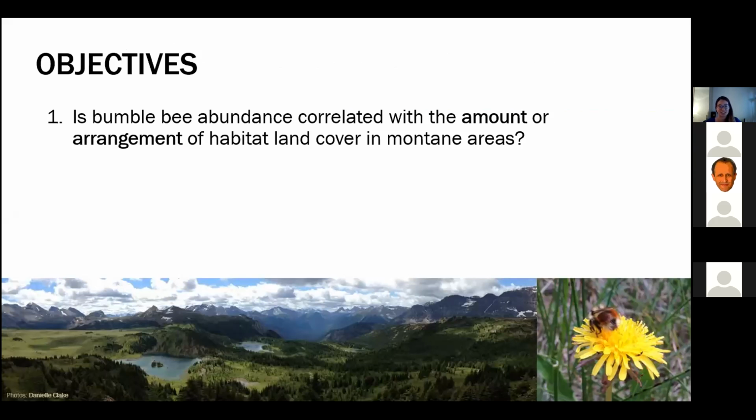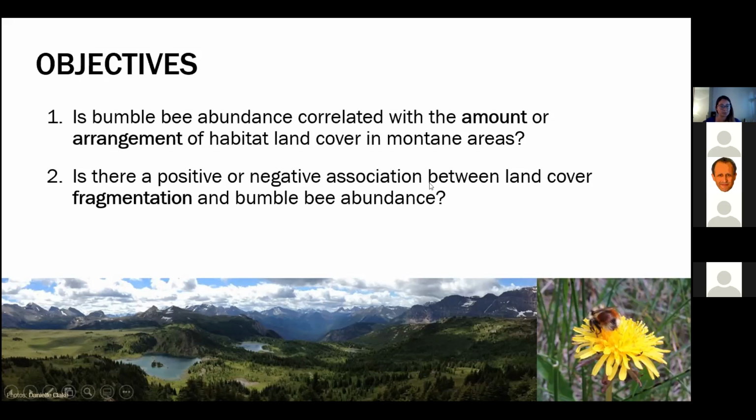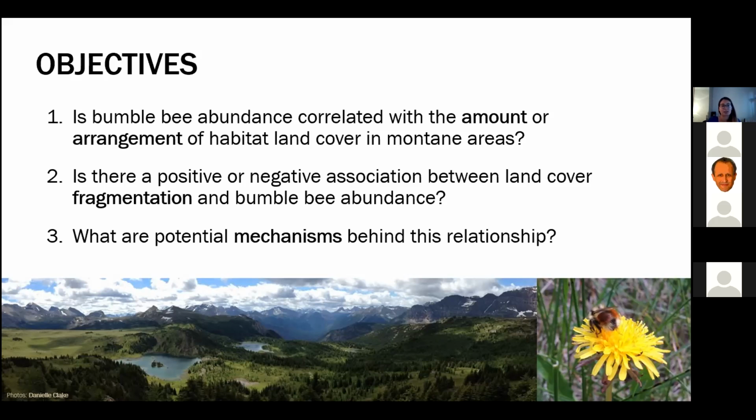So I had a few different objectives. The first was to look at whether bumblebee abundance is correlated with the amount or the arrangement of habitat land cover, so related to habitat amount and fragmentation, and whether we can pick apart the influence of one versus the other. And then if there is an influence of land cover arrangement or fragmentation, is it positive or negative? Kind of going back to that earlier meta-analysis that I showed you, are we supporting it? Is this something that happens in bumblebees in these natural environments? And finally, can we learn anything about potential mechanisms behind this relationship?